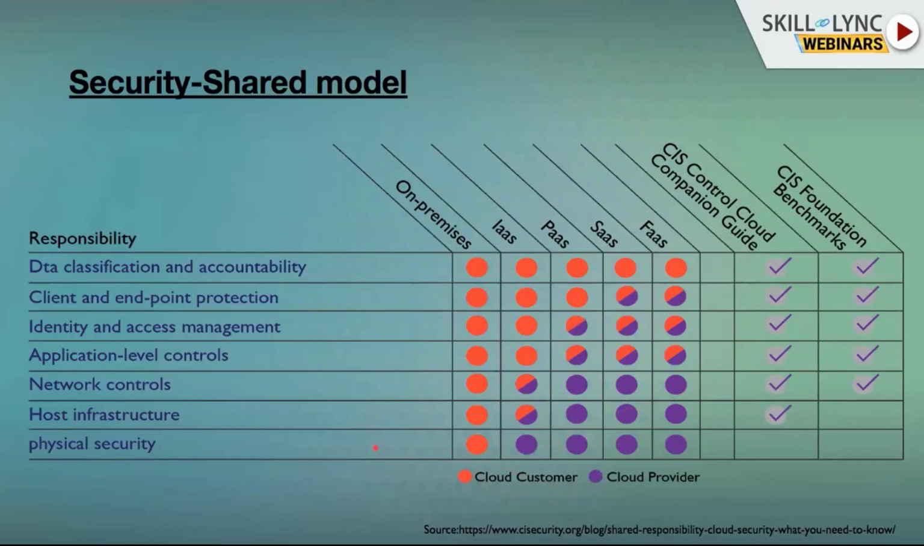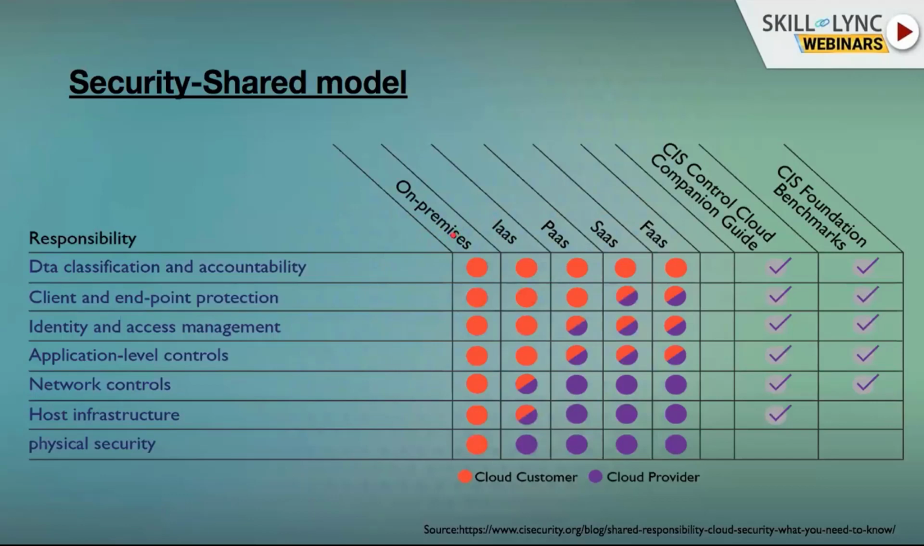So if you look at it, if you are using an on-prem system, or if you're using IaaS, PaaS, SaaS, or FaaS, let's not worry about these, right? I know these are acronyms. These stand for infrastructure as a service, platform as a service, software as a service, and function as a service. These are the service models of cloud, right? But let's not worry about these right now, because I will explain these as well. Let's just talk about on-prem.